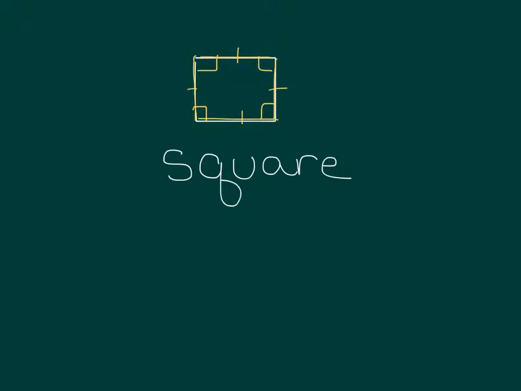Let me draw another square. There we go. So this is a rectangle, which means opposite sides are parallel. This is parallel with this. This is parallel with this. It also has four right angles, so it's definitely a rectangle. Opposite sides are parallel. Got four right angles, but in addition, all four sides are the same length.